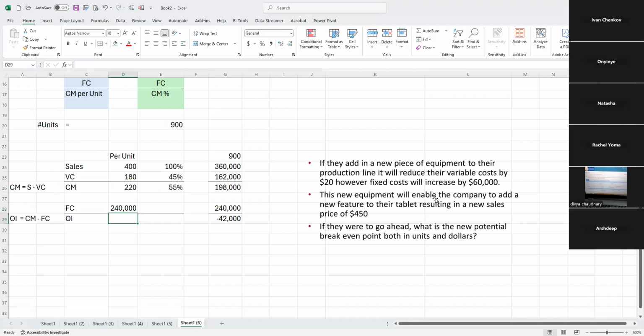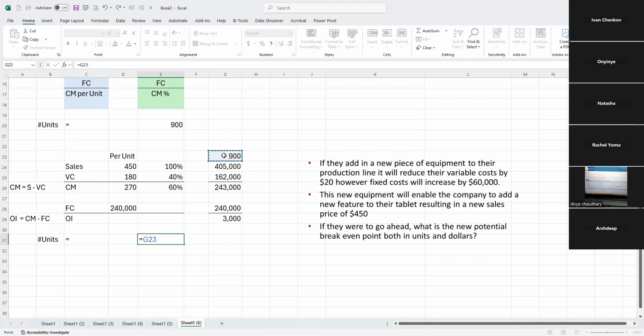This new equipment will enable the company to add a new feature to their tablets, resulting in a new sales price of 450. Sales price per unit will be 450, right? Now, the question is, how many units do we need to sell to get to the break even? We have to calculate it. How are we going to calculate it? Again, using the formula from above. The number of units will be equal to fixed cost divided by contribution margin per unit, 270.